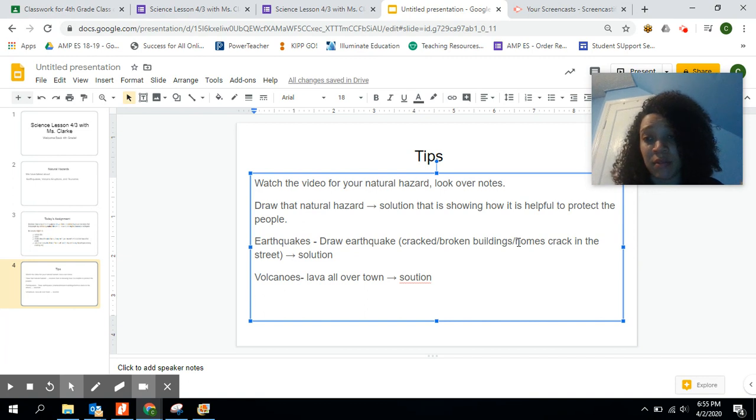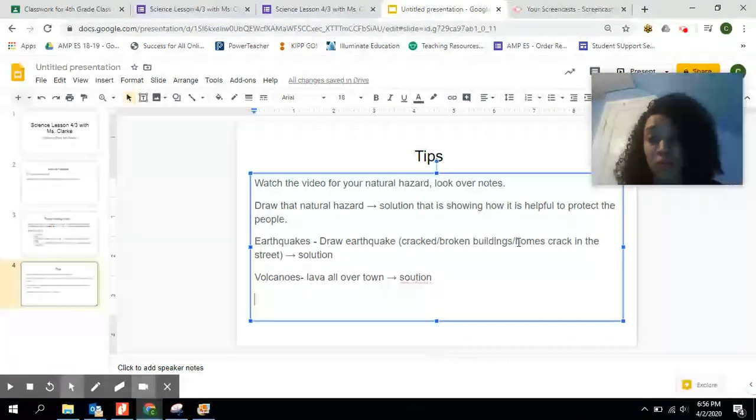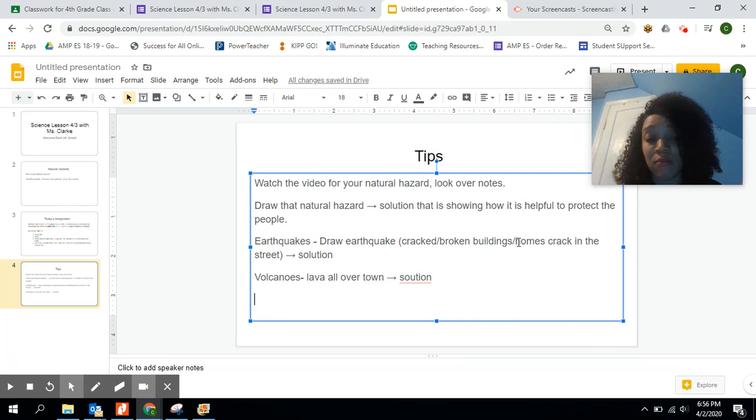Mind you, it doesn't have to be that. If you could think of some other way to show a volcano and how it's a hazard, that's cool. It doesn't have to be lava going all over the town. Be creative. These are my tips. These are my ideas. You could take my tips as a brainstorm and run with it, or you could think of something your own. That's cool. It's up to you. This is just for the friends that might be a little bit stuck and don't know what to do. These are some helpful hints for each of those hazards.